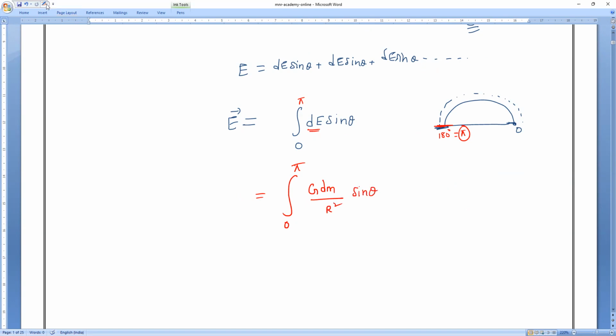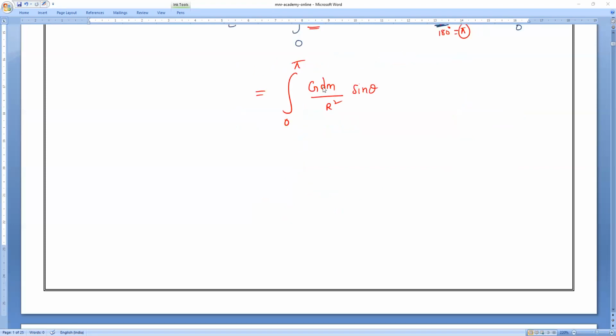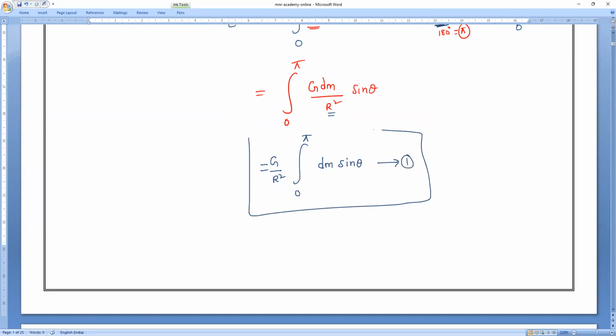Now what is the constant in this? Next onwards you say only, I'll proceed. What is the constant in this? Mr. Rishi, Princey, can you tell me what the constants are? Capital G is constant. R is constant. Is sine theta constant? Does theta remain constant or vary? Theta varies, so it does not remain constant. So I will get dm sine theta. Let me take this as equation number 1. So till here. Now you all be careful.